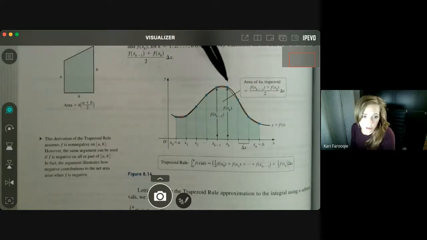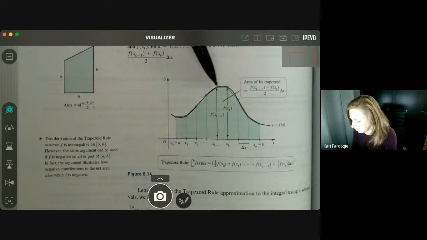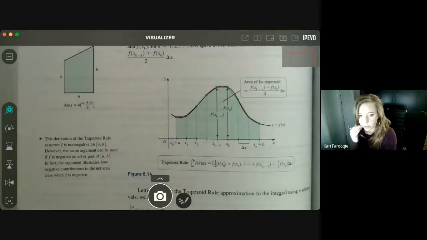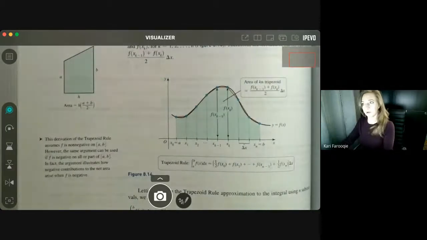So one would imagine that using the trapezoid rule would probably give you a closer approximation. I mean, maybe it would depend on the particular graph, but since you're allowed to have this slant at the top, I would imagine that you would get better approximations using the trapezoidal rule. So I'm going to give you the trapezoidal rule now.